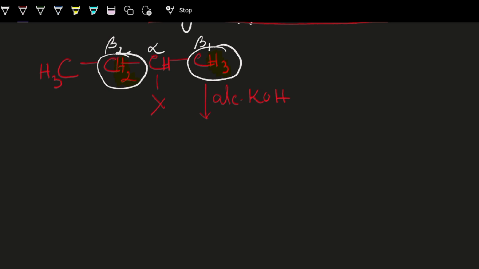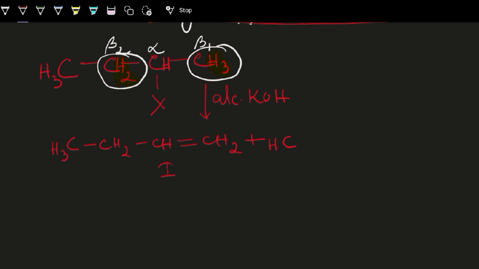Removal of hydrogen from beta 1 and halogen from alpha will create a double bond between beta 1 and alpha. So the product will be CH3CH2CH=CH2. This is one product. The other product will be formed by removing halogen from alpha and hydrogen from beta 2.